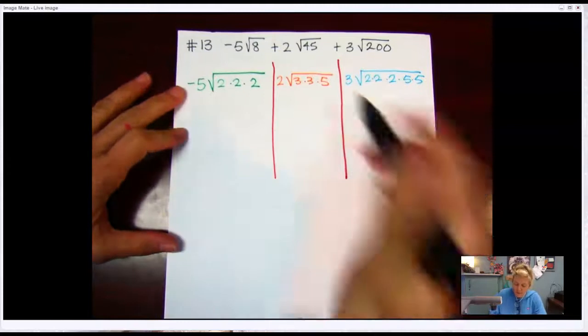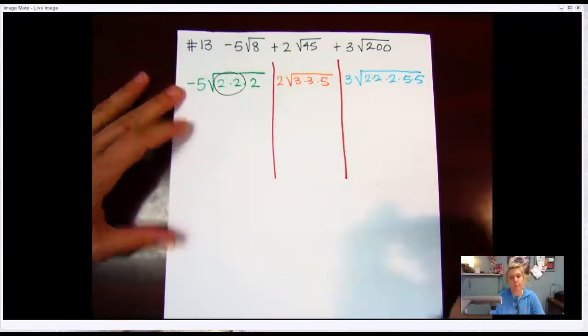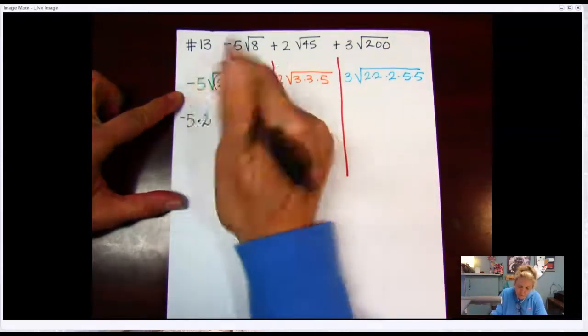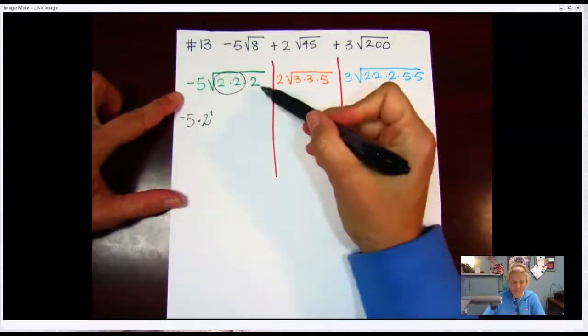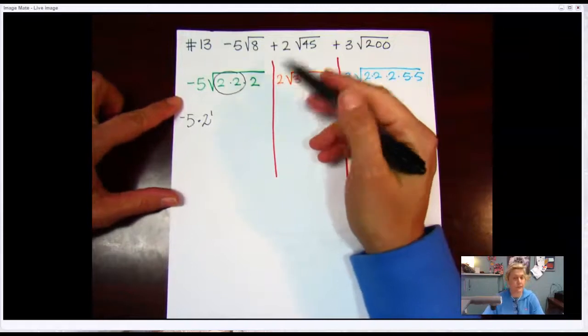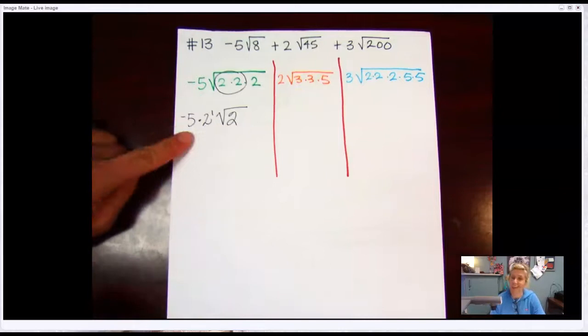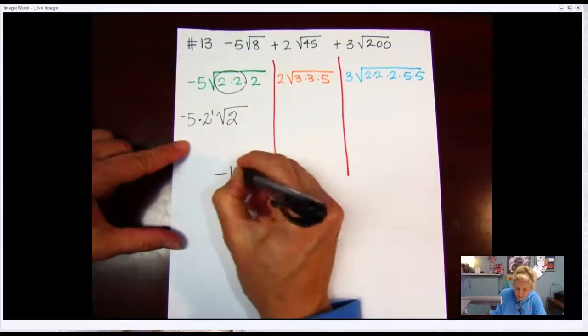So on this first problem, I've got a group of 2's. I'm going to recopy that 5 times a 2. I drew one circle. And I have a remainder of just a 2 on the inside of the square root symbol. So look, a negative 5 times a positive 2 is going to be a negative 10.